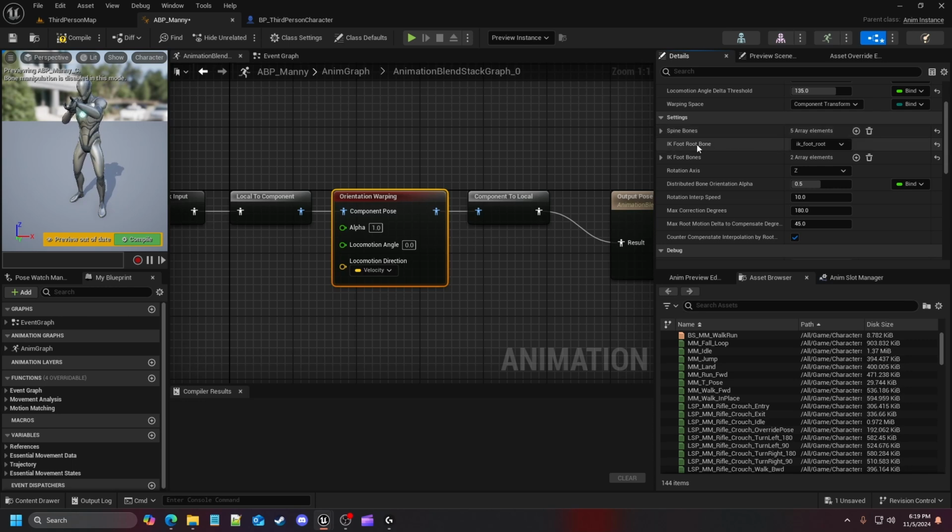Then we have the IK foot root bone, and that we've set to IK foot root. What this is doing is it specifies the base bone for the inverse kinematics of the feet. So here we have it set to the IK foot root as the anchor for our foot adjustments, which helps maintain the character's balance when rotating. And the root bone of the foot, I believe, is right there.